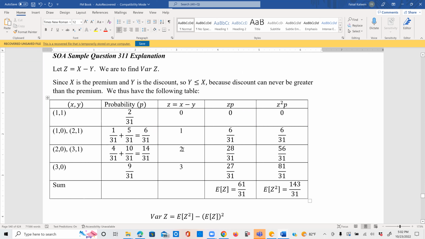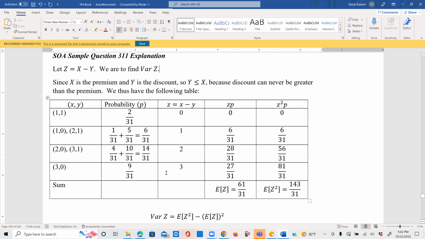Similarly, for (2, 0) and (3, 1), the Z value would be 2 when X is 2 and Y is 0, or when X is 3 and Y is 1. Again, Y is limited to being 0 and 1. So when Y is 0, X has to be 2 to produce the difference of 2, and when Y is 1, X has to be 3 in order to produce a difference of 2. We substitute and get the corresponding probabilities, and that's 14 over 31 in this case.